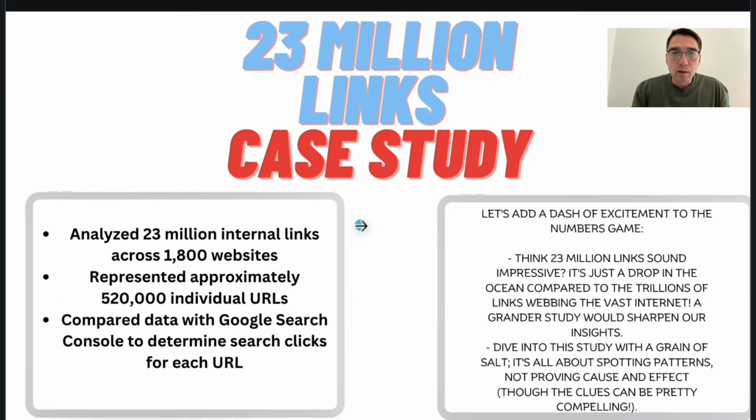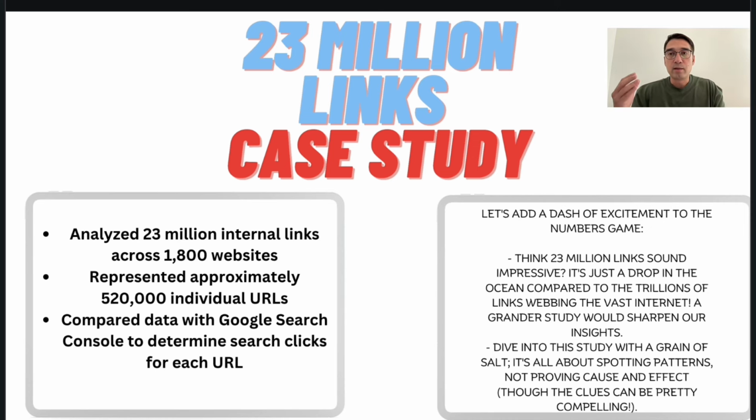All right, so we studied 23 million links, and this is the case study that we've put together. I've analyzed 23 million internal links with my partners, across 1,800 websites, and some of these websites were our own websites, so client websites, test websites, and the whole body of websites that I have access to, which I think is around 400 websites. So out of 1,800, we had 400 of our own websites, representing approximately 500,000 URLs.